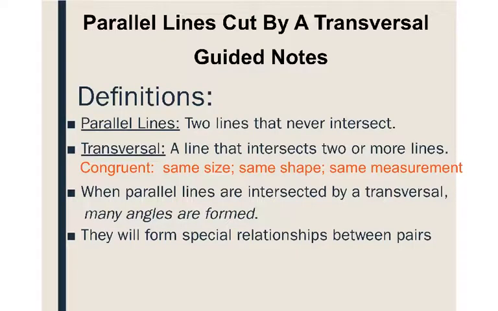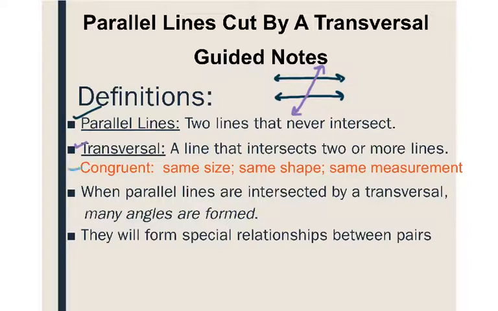First, you should know that parallel lines never intersect, and we always think railroad tracks. So there are your parallel lines. A transversal is a line that intersects two or more parallel lines. So this line that I just drew in purple is a transversal because it intersects my parallel lines.